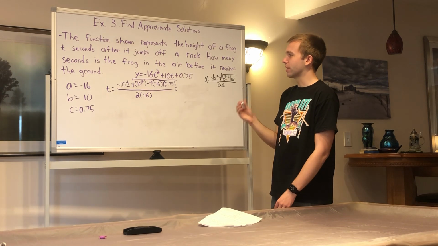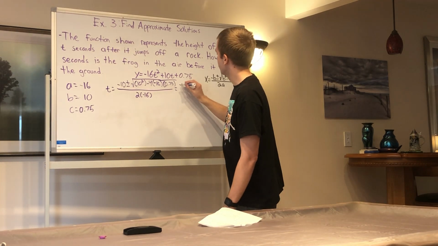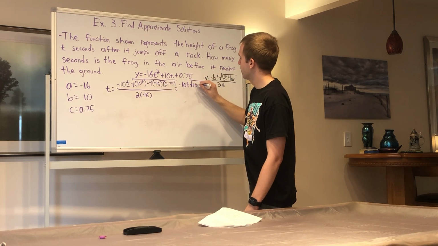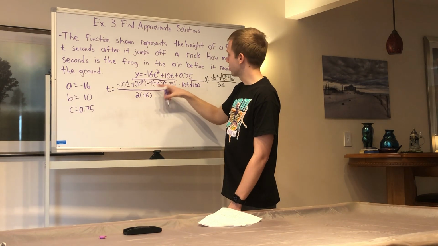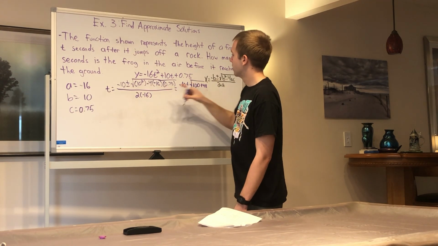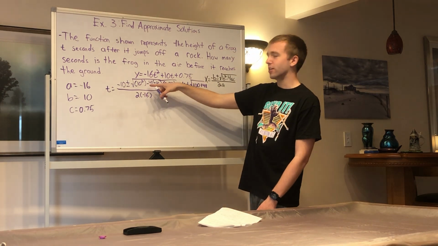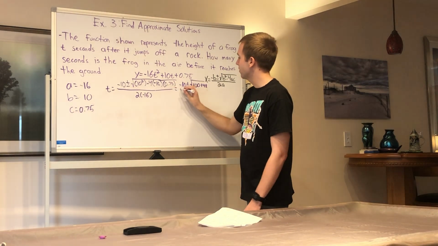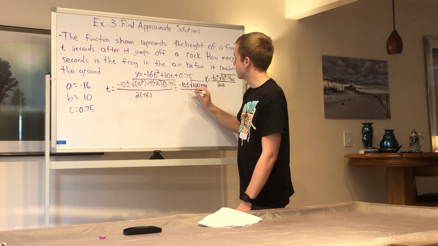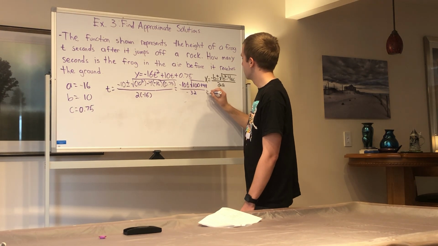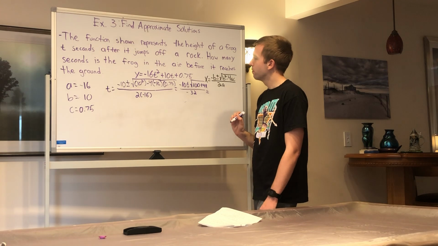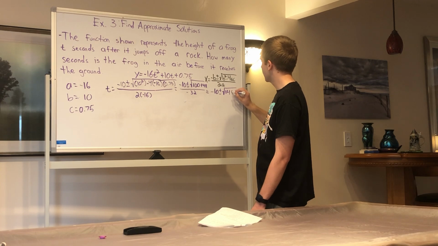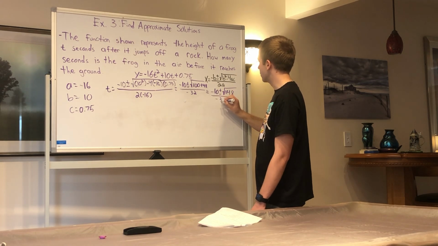So first thing, we substitute everything in, now we can simplify. So negative 10 plus or minus the square root, 10 squared is 100, negative 4 times negative 16 is 64, sorry, and then 64 times 0.75 will be 48, all over 2 times negative 16, negative 32. We simplify that a little further. We have negative 10 plus or minus the square root of 148 all over negative 32.